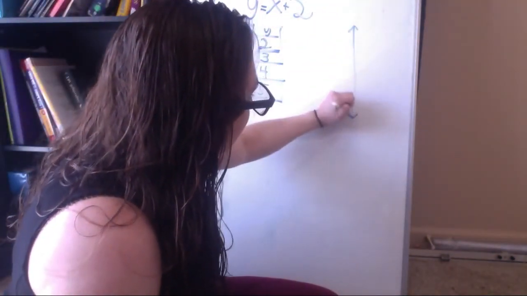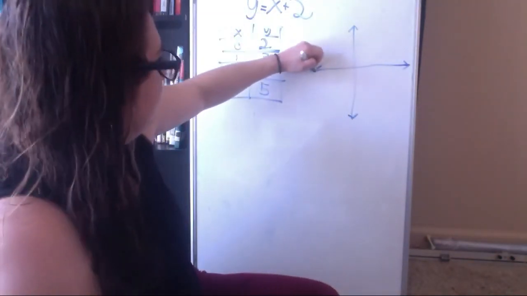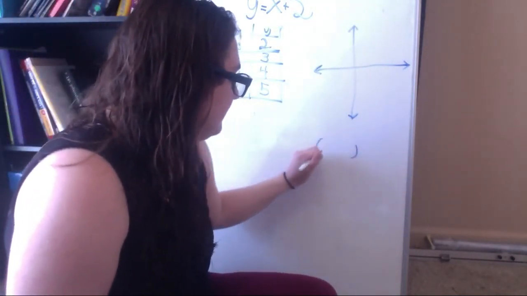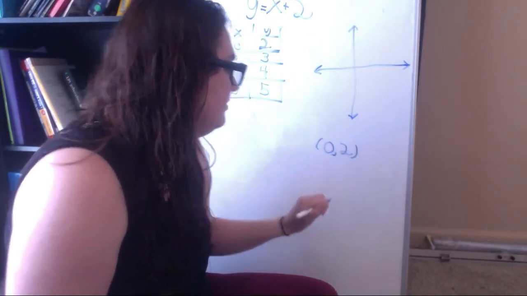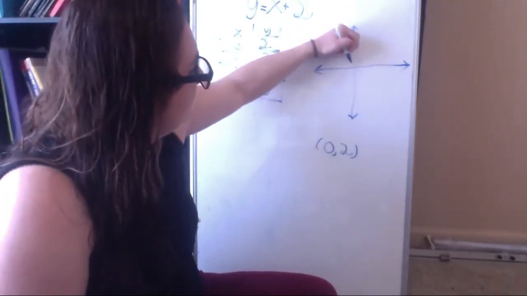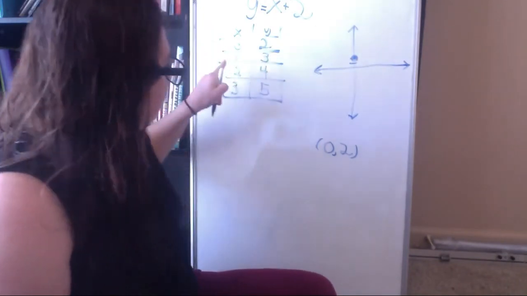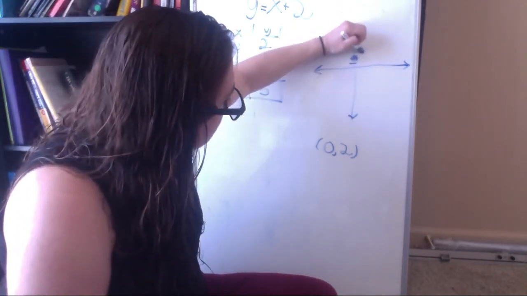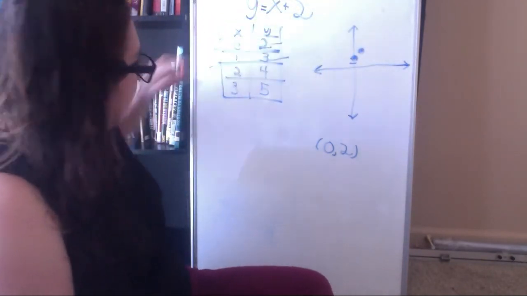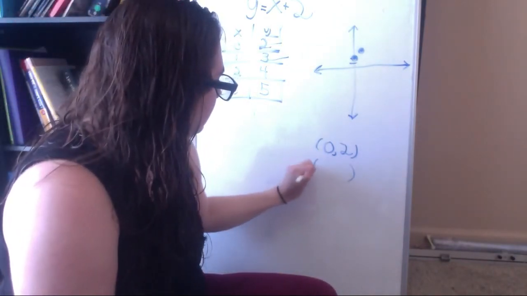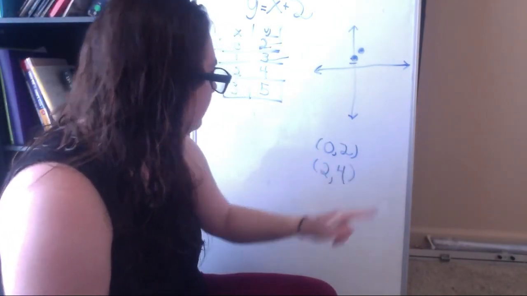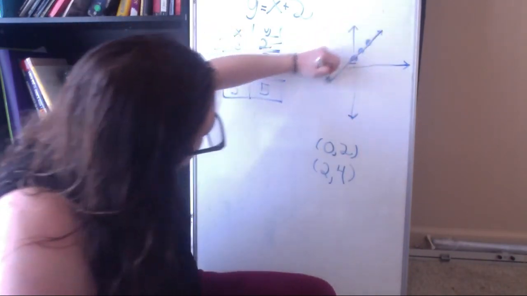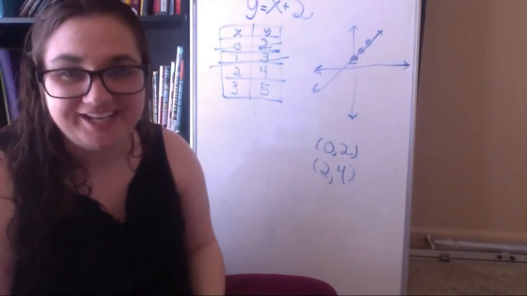Now I can take these ordered pairs and put them onto a coordinate plane. So my first one says 0, 2. So I make that into an ordered pair. So my first ordered pair is going to be 0, 2. So I'm not going anywhere on my x-axis, but I'm going up 2 on my y-axis. My next one says 1, 3. So I'm going to put that in place. My next one says 2, 4. So I'm going to go over 2, up 4. And you're probably seeing already that this forms a pretty easy line.